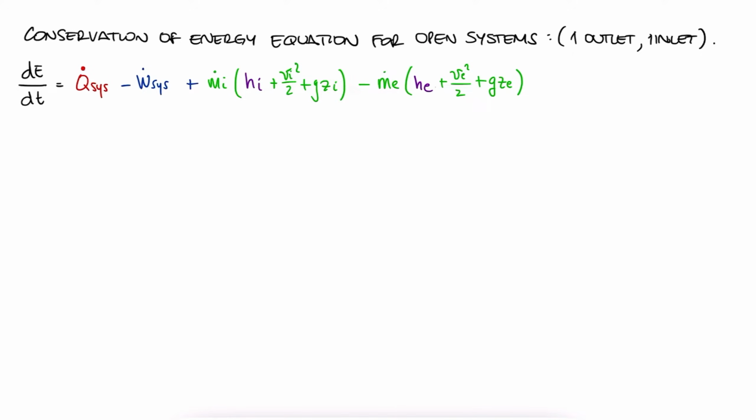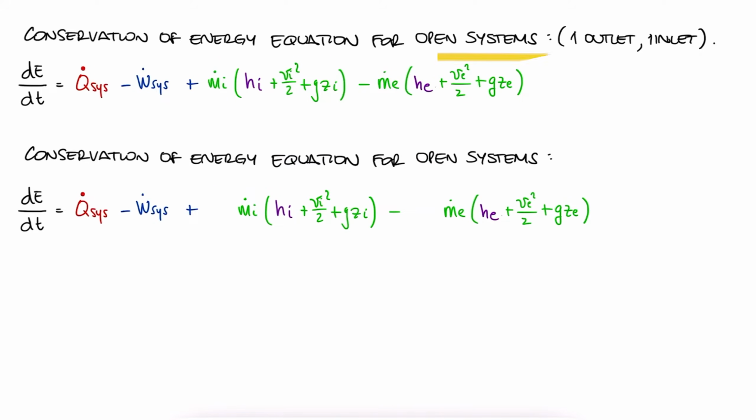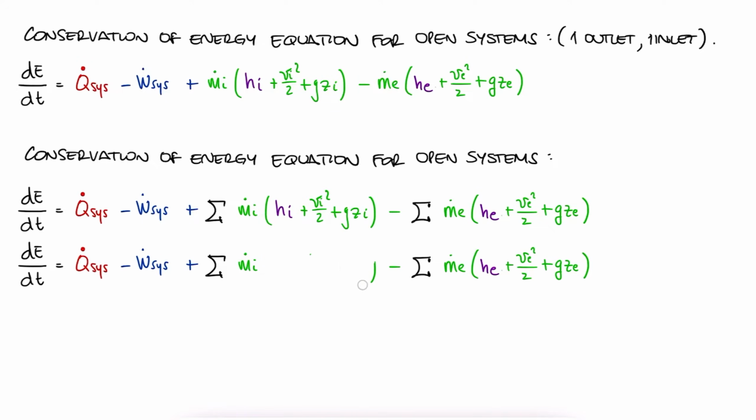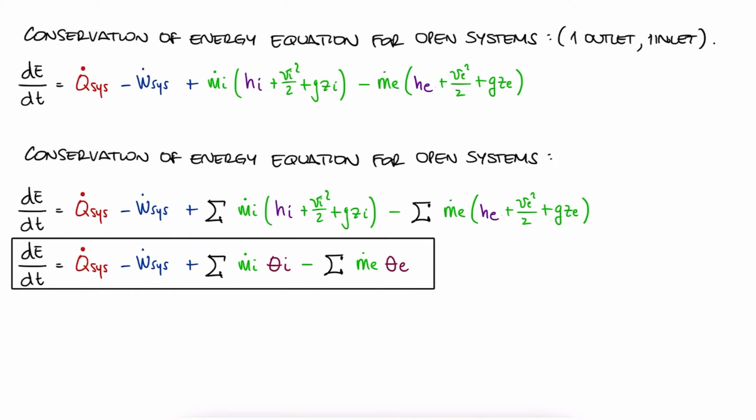Now, if we have more than one inlet or more than one outlet, or both, the derivation doesn't change. We would just add more terms here if there's more inlets, and yes, with the positive sign here. And if there's more outlets, we would add more terms here, with the negative sign. These parentheses are sometimes grouped together as the variable theta. In that case, we would have a theta sub i and a theta sub e. In its most generalized form, this would be the conservation of energy equation for an open system.